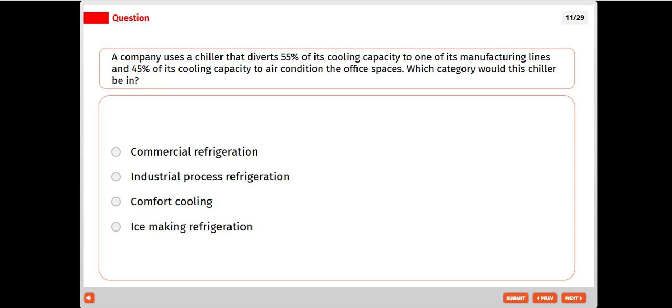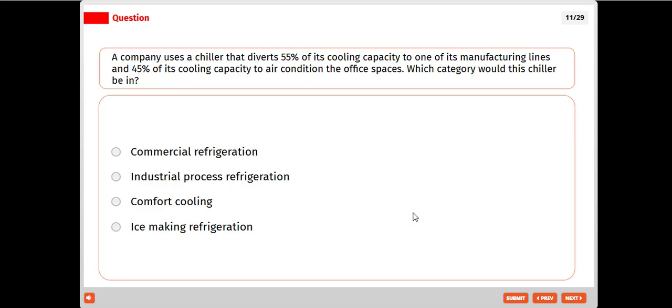Commercial. A company using a chiller that diverts 55% of the cooling capacity to one of its manufacturing lines and 45% of its cooling capacity to air conditioning the office space. Which category would this chiller be in?